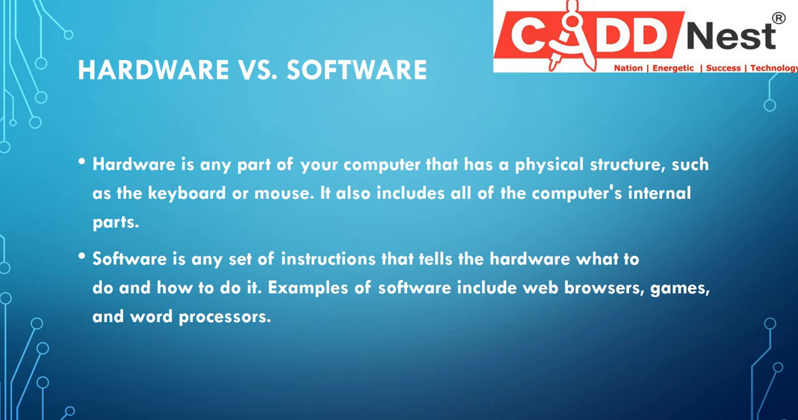So next, software. Software is any set of instructions that tells the hardware what to do and how to do it. Examples of software include web browsers, games, and word processors.